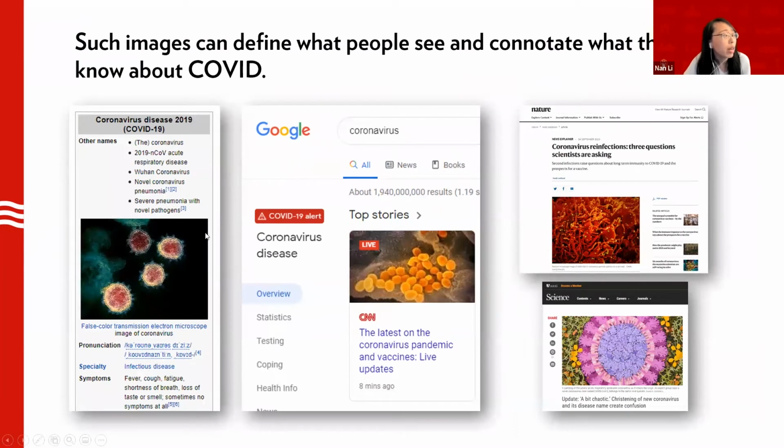Okay, so here I just want to show some examples that can probably demonstrate how some of the images can actually define what people see and connote what they know about COVID-19. This is a screenshot of Wikipedia, and you can see they use this image. And this is the first thing that pops up when you search coronavirus on Google. And this one, of course, is used by CNN on their cover page. And these two images, if you pay attention, show up in the sample examples that I showed earlier, and they're used by Nature and Science.